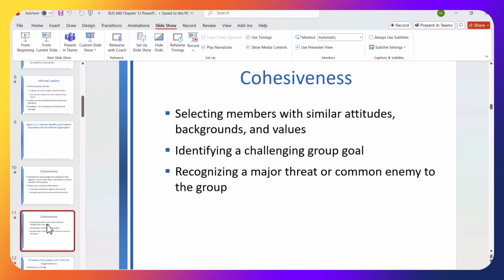Other factors: selecting members with similar attitudes, backgrounds, and values, identifying a challenging group goal, and recognizing a major threat or common enemy to the group. So when you see these things, that's what you call like-minded people, people who think alike. It may not necessarily be the same race or the same gender. They may have something else in common, which you could also factor in there.